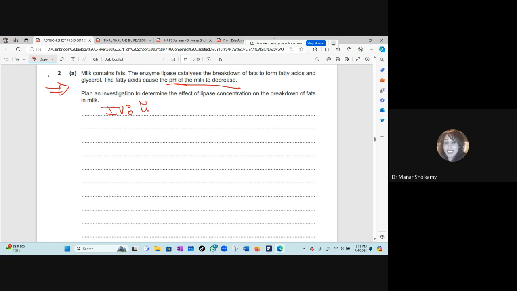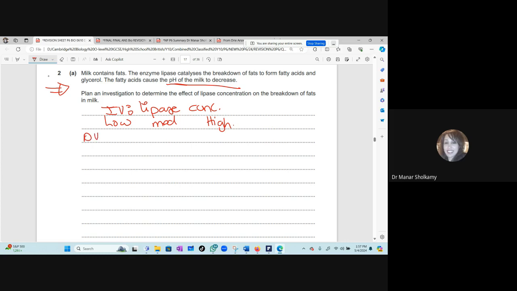Okay. What are your examples? How many concentrations? At least how many? At least 3. Like low concentration, medium concentration, high concentration. In the mark scheme, sometimes they say 2, but just take 3. Low, medium, and high concentration. You don't have to give numbers, okay?